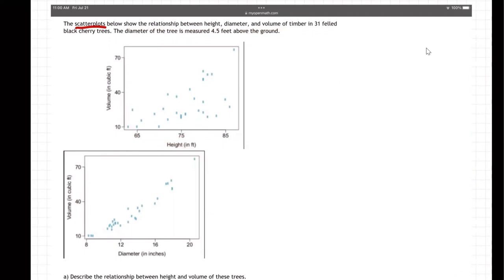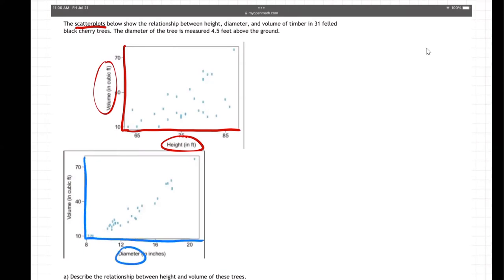Let's take a look. This graph right here is height versus volume. And this graph down here is diameter versus volume. See the difference? They both have volume on the y-axis, the vertical axis, right? Up and down is volume, and sideways is height for this one, but diameter for that one. So that's what's different.